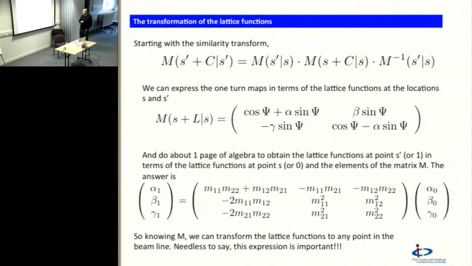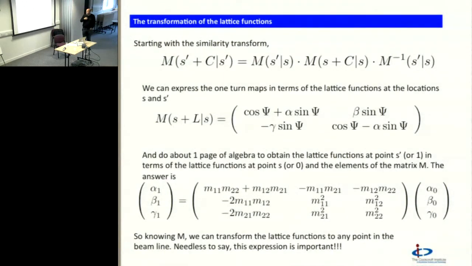So what we have here, we have alpha, beta, gamma at some point in the lattice. I then want to know what they are at a different point in the lattice. I know the transfer matrix between those 2 points, M11, M21, M22, and so on and so forth. So I construct this 3 by 3 matrix, and this tells me how alpha, beta, gamma change from point 0 to point 1. So the linear transfer map gives me these transformation equations. So if I know M between 2 points, we can transform the lattice functions at any point in the beamline.